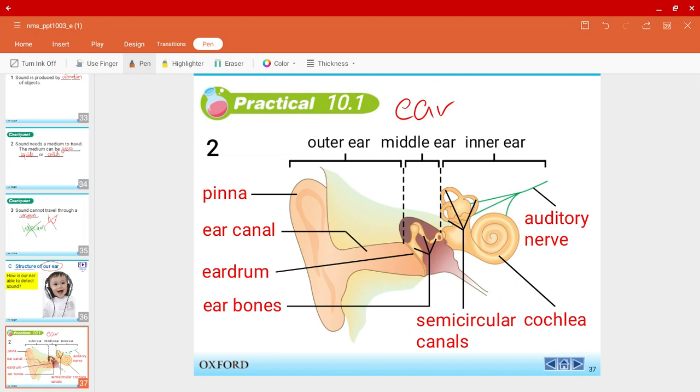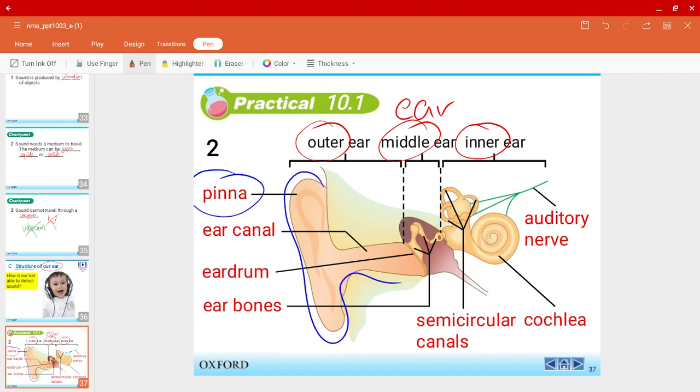Okay, so let's divide our ear into three parts. We have the outer ear, the middle ear, and the inner ear. In the outer ear, we have the pinna over here. This is called the pinna, the outer part. Inside you have the ear canal, which is this area over here. You also have the eardrum, which is this part over here. You have ear bones, which is this part over here. You have semicircular canals, which are more towards the inner part of the ear. You have the cochlea, and finally you have the auditory nerve.